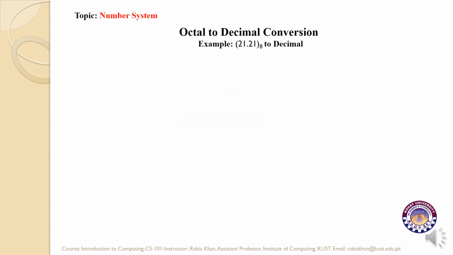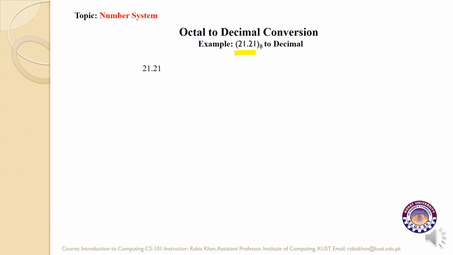Here we are given a number 21.21 in base 8 and we have to convert it into a decimal number. The method is clear to you now. The integer part is multiplied by 8, and the power of 8 starts from 0, while the fractional part is multiplied by 8 and the power of 8 starts from -1. Multiplication for the integer part goes from right to left, while for the fractional part it goes from left to right.